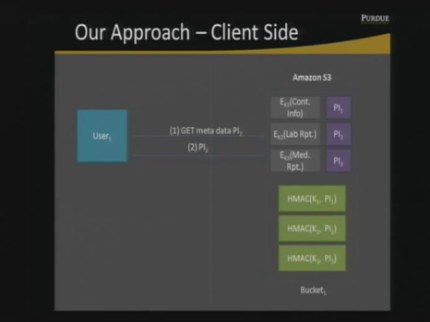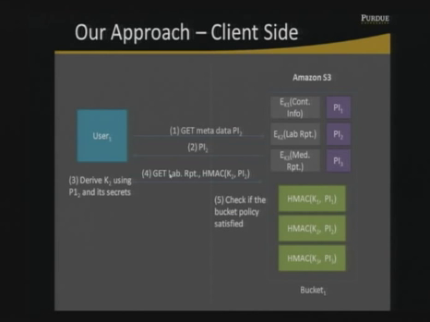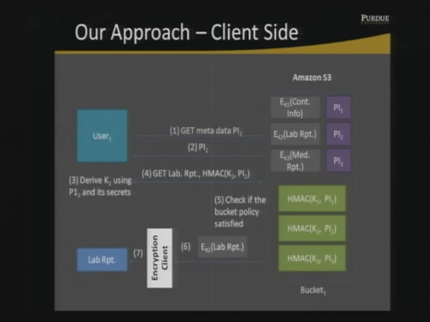So the user is initially allowed to download only the metadata. Using the metadata and the key derivation algorithm of the attribute-based group key management scheme, it generates the actual key. And then it submits the hash value. Then we check against this bucket policy. Only if it satisfies this bucket policy, it sends the encrypted document to the encryption client. And then it decrypts and shows it to the user.